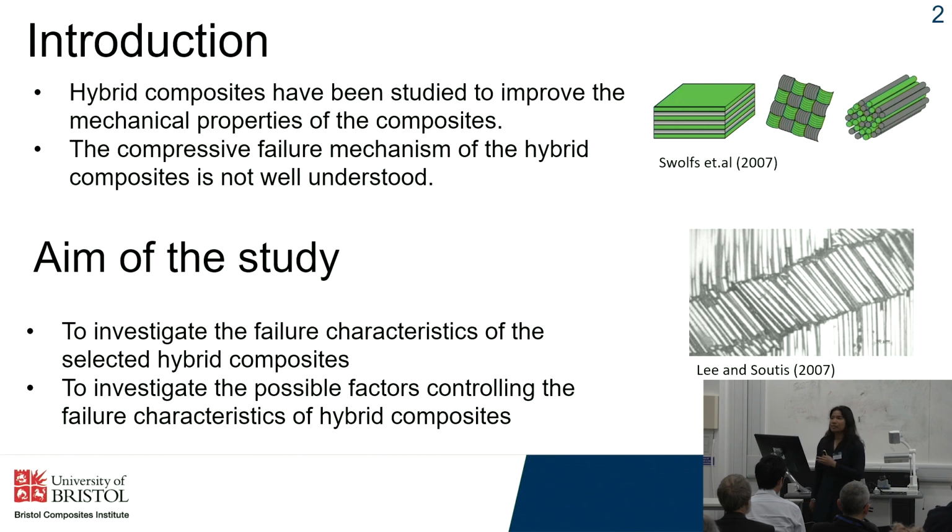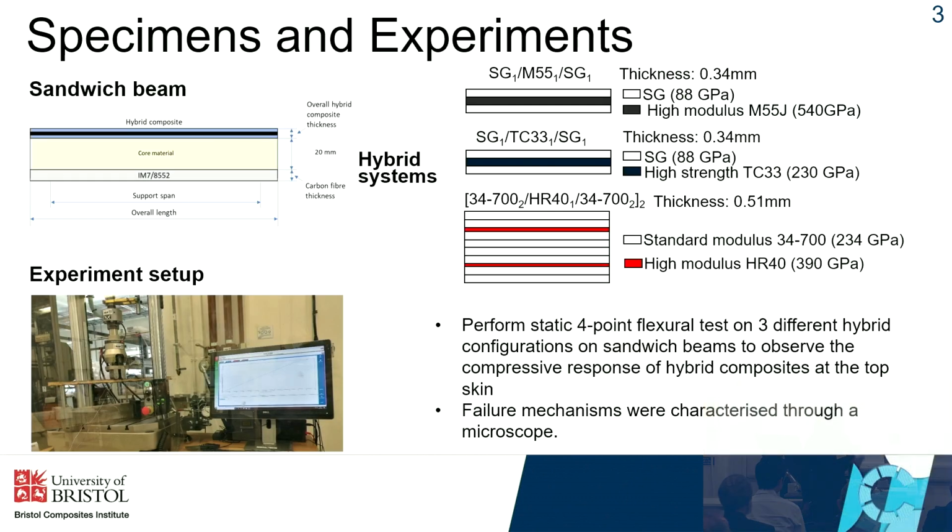So this study aimed to investigate the failure characteristics of the hybrid composite, and to investigate the possible factors controlling the failure characteristics of hybrid composites as well. And this is the overall test that I have done so far. I use a sandwich beam containing the top skin as a hybrid composite, the core material, and the bottom skin made of iron F552.